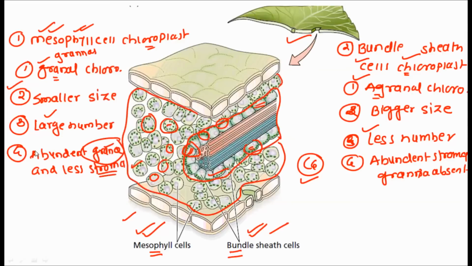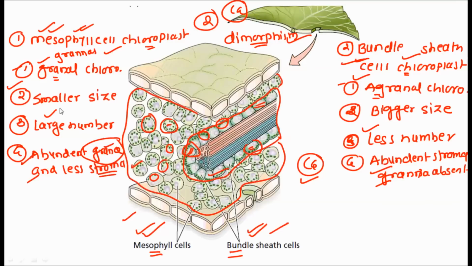So the fourth difference between the mesophyll chloroplast and the bundle sheath chloroplast is that the mesophyll chloroplast has abundant grana and very little stroma, and in contrast, the bundle sheath cell chloroplast has abundant stroma and an absence of grana, right? So due to all these differences, we said that C4 plants show dimorphism in chloroplast, because there are two types of chloroplast found in C4 plants.